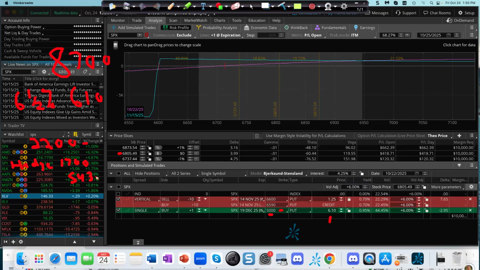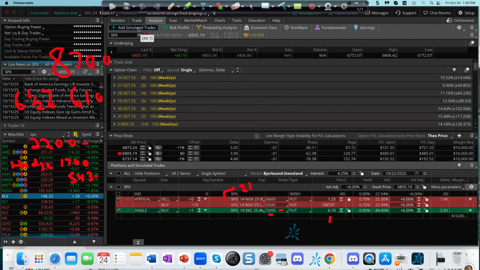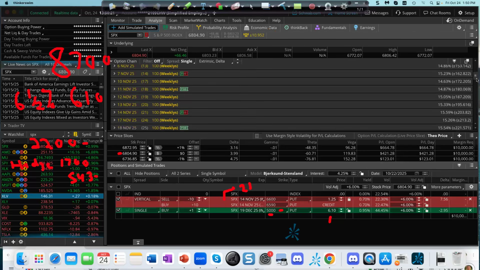With the hedge, 543. Why did I go out? Can anybody say, why did I go out? My put credit spread is 21 days. Why did I go out to December 19 and buy a put for a hedge? Why did I do that? Anybody?